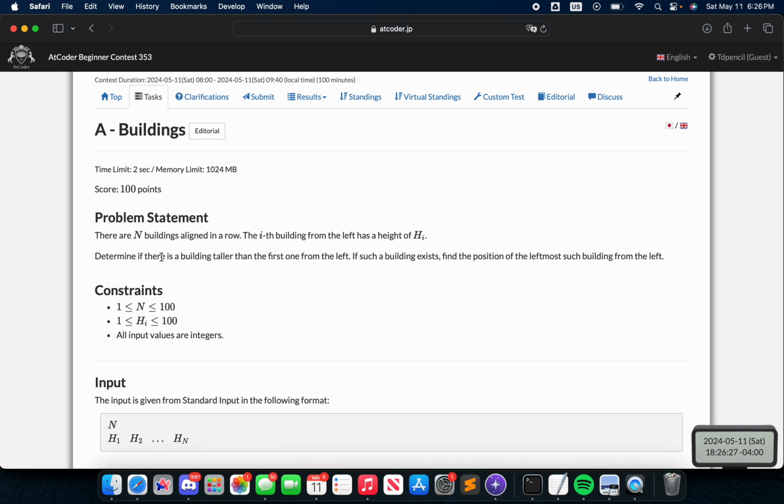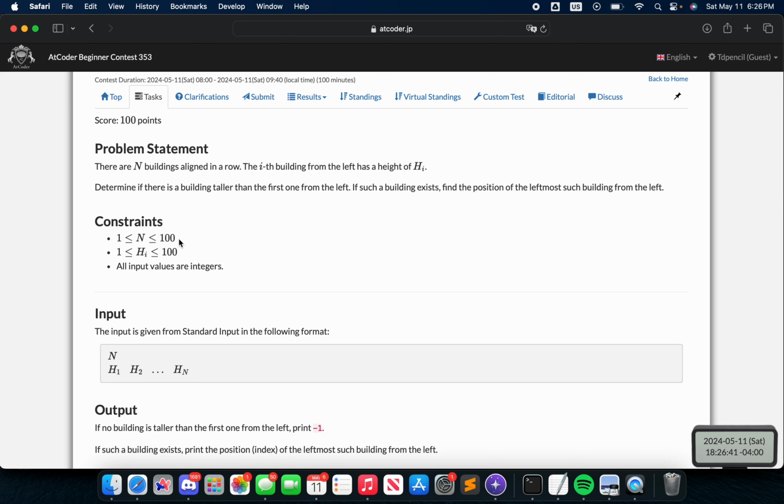so you have n buildings lined in a row, and the ith building from the left has a height of h of i. Determine whether there is a building taller than the first one from the left. So this problem ends up being pretty simple.